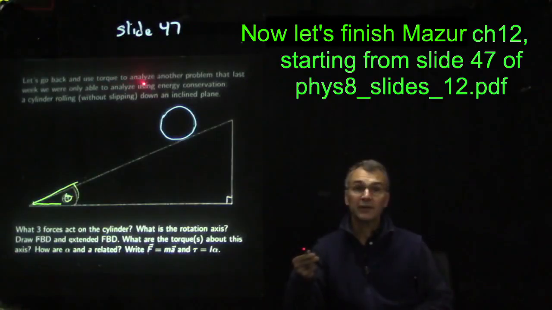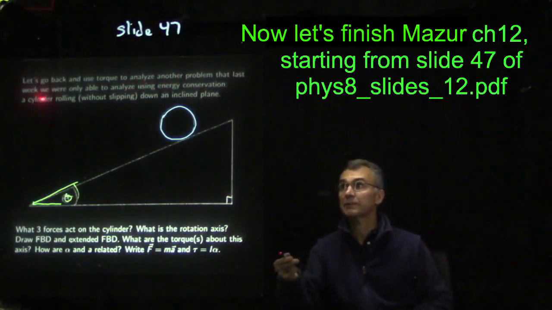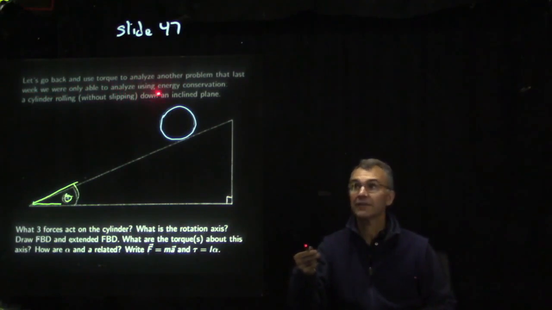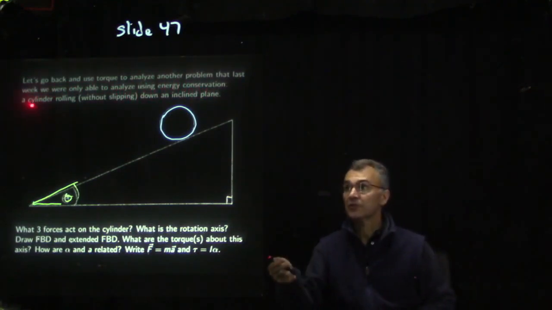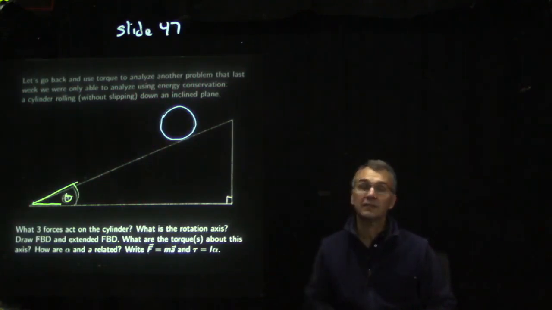Let's go back now and use torque to analyze another problem that in chapter 11 we were only able to analyze using conservation of energy. So let's look at a cylinder rolling without slipping down an inclined plane. Let's see if we can directly calculate the acceleration now that we know how to use torque.